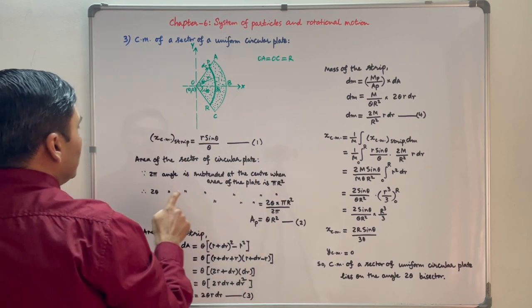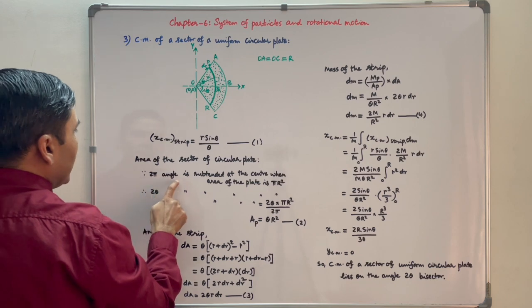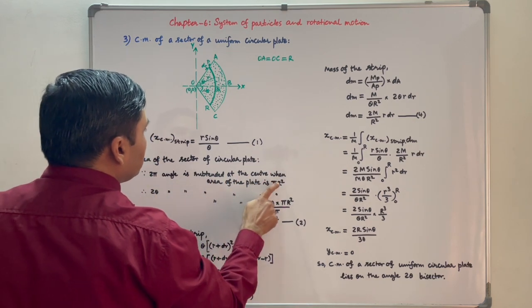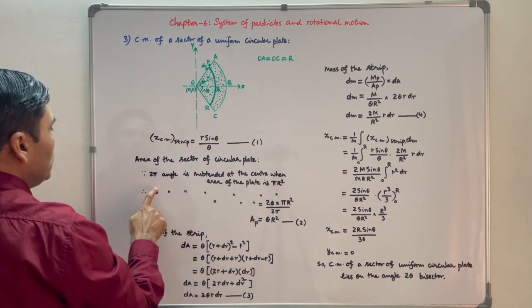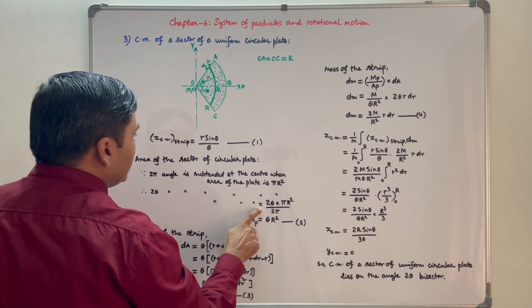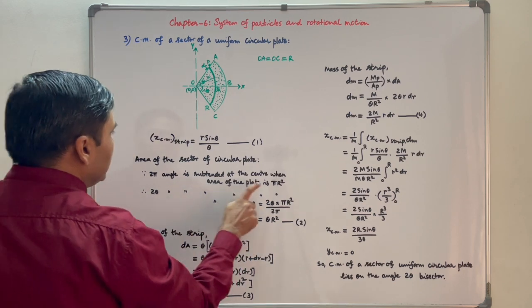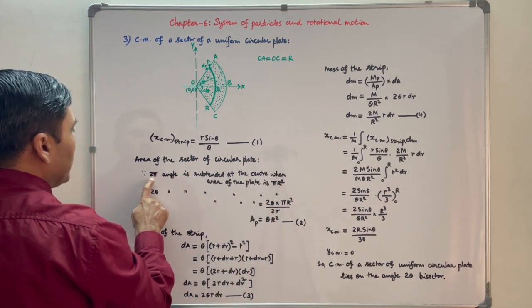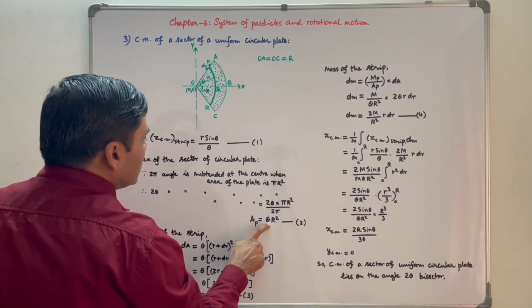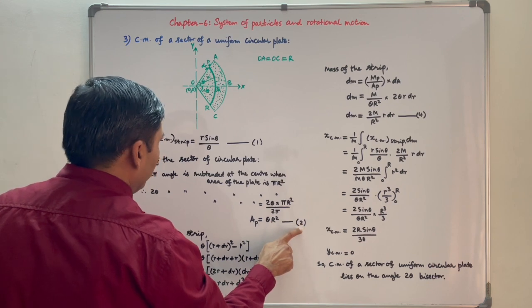So we will form the logic and say 2 pi angle is subtended at the center when area of the plate is pi r square. So if 2 theta angle is subtended at the center, then area of the plate is equal to 2 theta into pi r square upon 2 pi, and that comes out to be equal to theta r square. Suppose this is equation number 2.